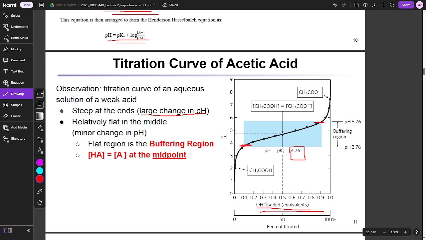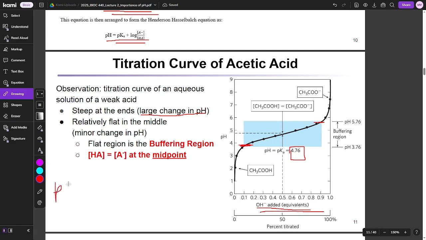But yeah, and then these are the equivalents of OH added. So if you add a bit of base, you turn some of this acid into base, and then you would increase your pH. But because you're in a buffered system, it doesn't actually change it by that much.